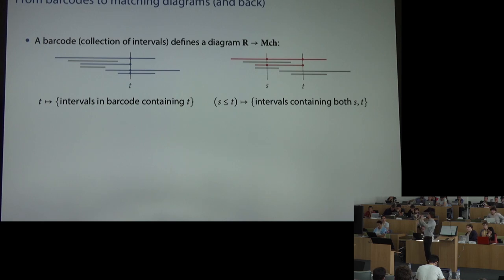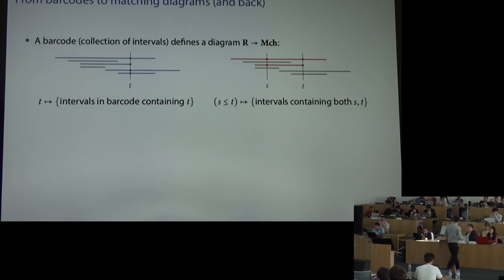And then if I wanted to read off the rank of a map between two levels, s and t, I looked at all the intervals that contain both s and t. That means basically I have a matching between the set of intervals containing s and the set of intervals containing t. So there's a subset of both, and that gives me a partial bijection.